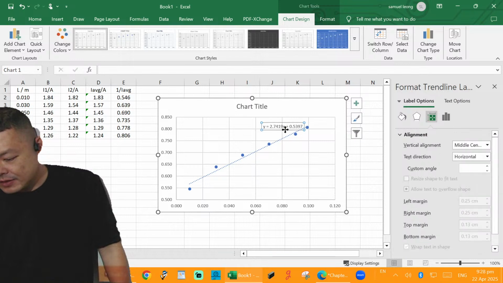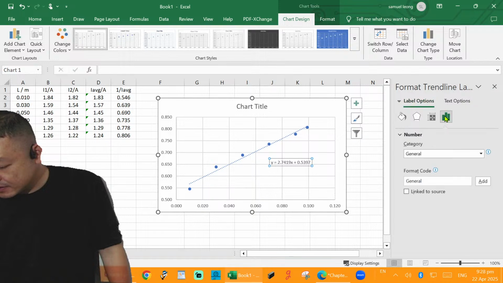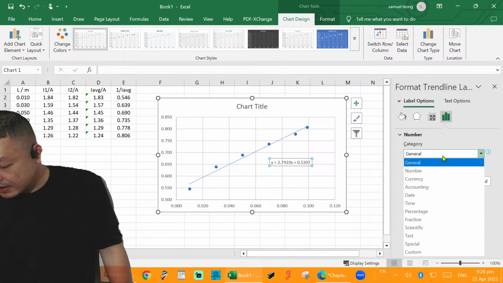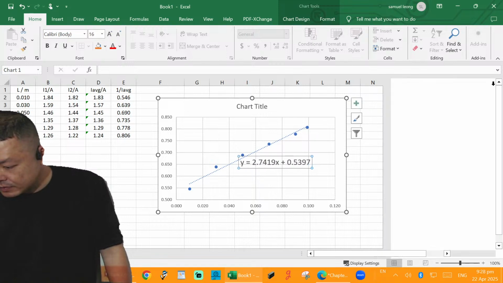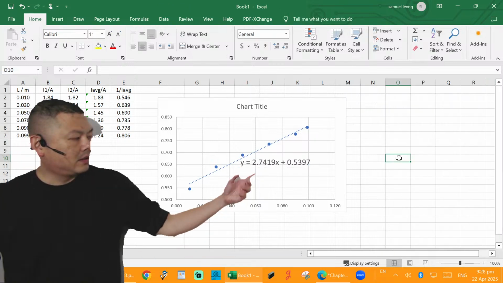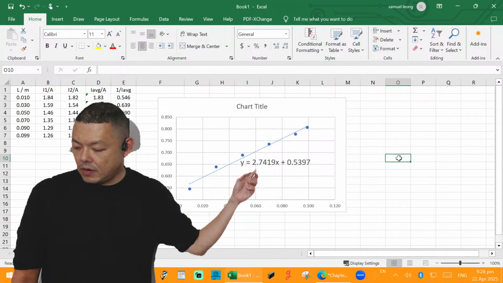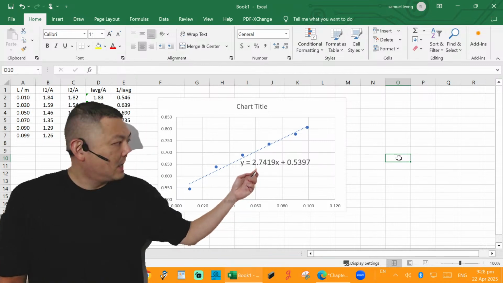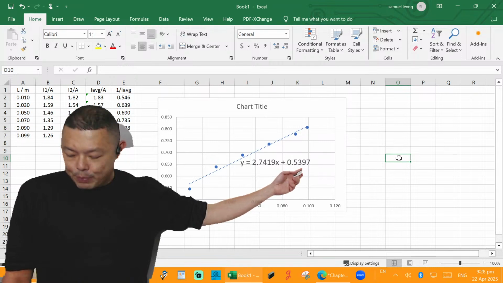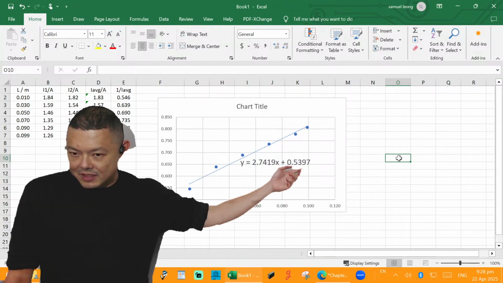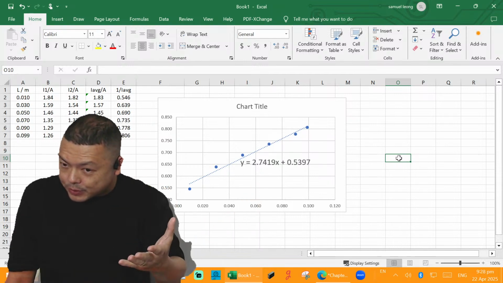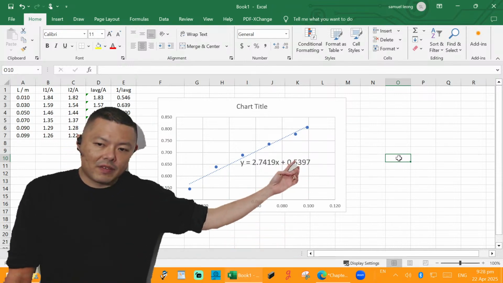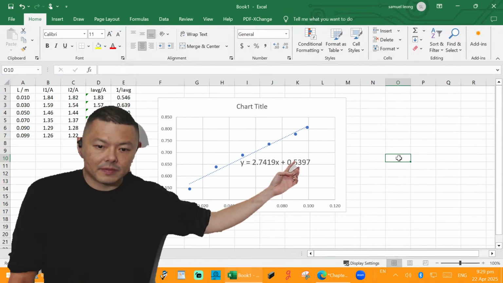Then you see this equation here. Wait, I want to make it a bit bigger. The gradient is 2.7419. The y-intercept is supposed to be 0. It's supposed to be 0, because by theory, the equation is supposed to be 0, right? So basically, you have what we call a systematic error.